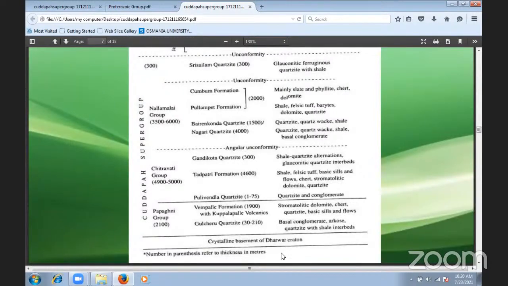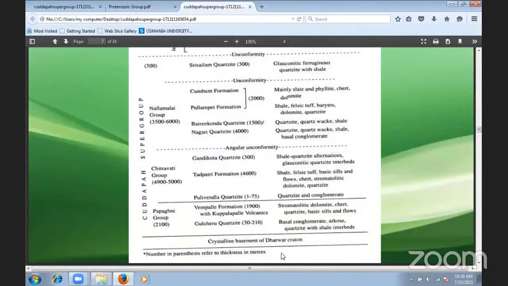We have seen that. And next, coming to the Chitravati group, the thickness of the Chitravati group is 4,900 to 5,000 meters. And again, it is divided into three formations. The first one is the Pulivendula quartzite, approximately 75 meters in thickness. The rocks here are quartzite and conglomerate.